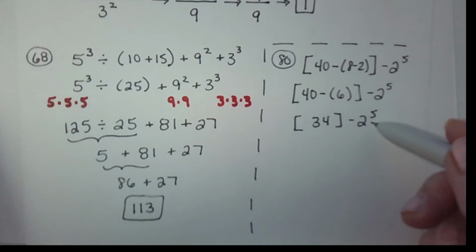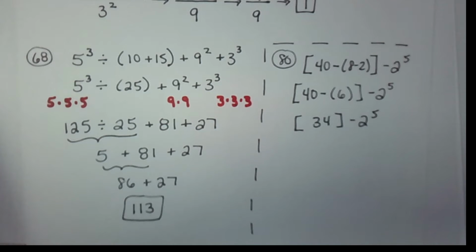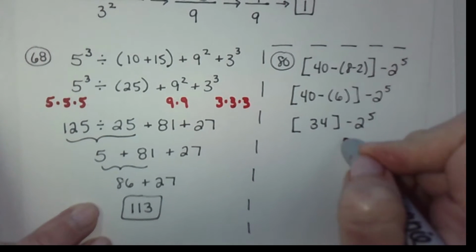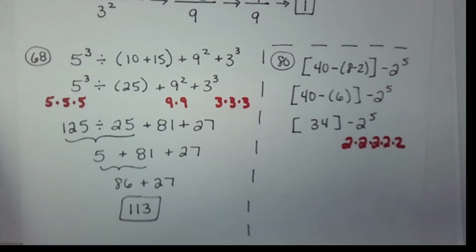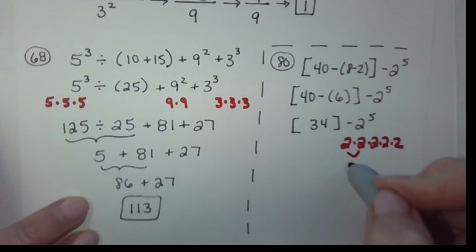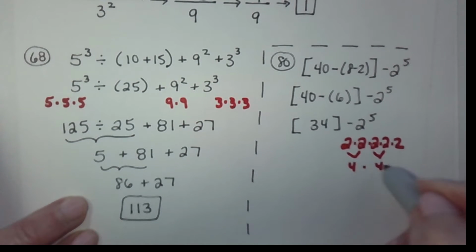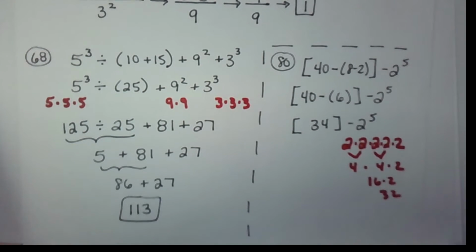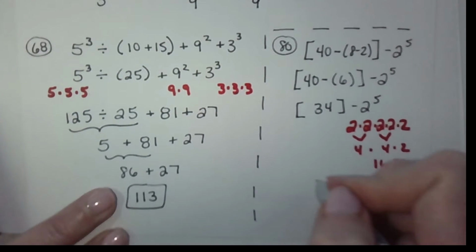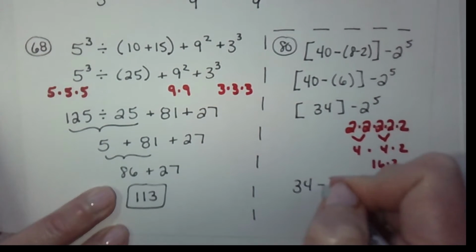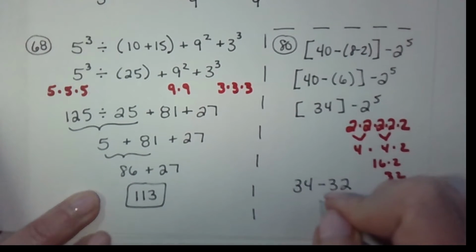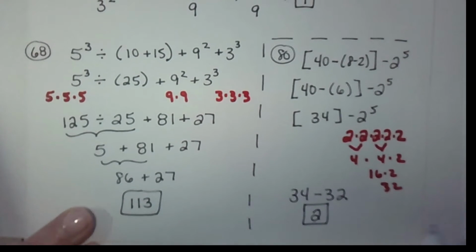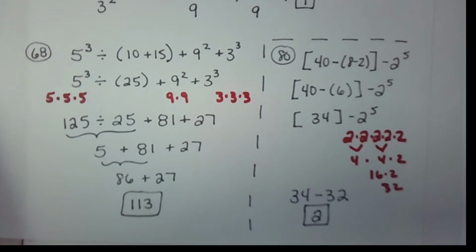So the next thing we do is the exponents. Now 2 to the 5th is the number 2 multiplied by itself how many times? 5. Okay, so 2 times 2 is 4, 2 times 2 is 4, times 2, that's 16, times 2, that's 32. Okay, so 2 to the 5th is 32. So back to my problem, I would have the 34 minus 32. My answer, 2.